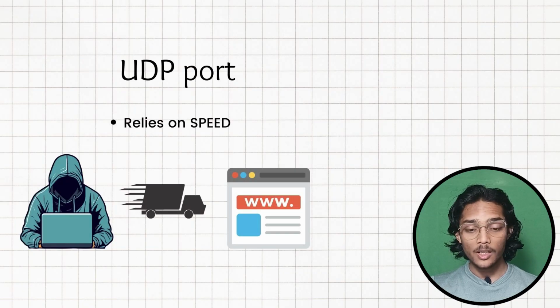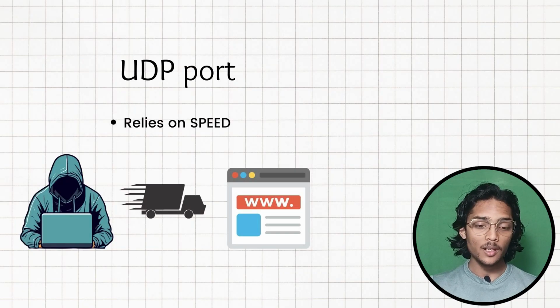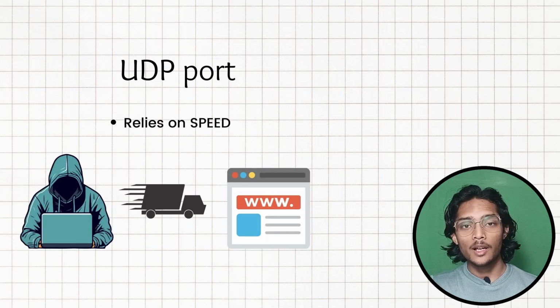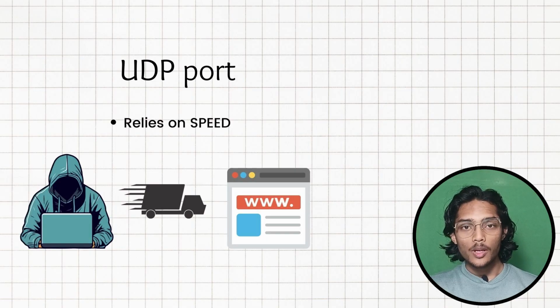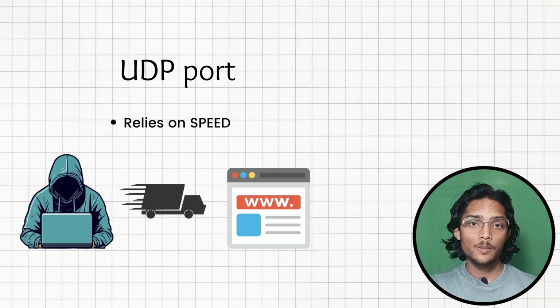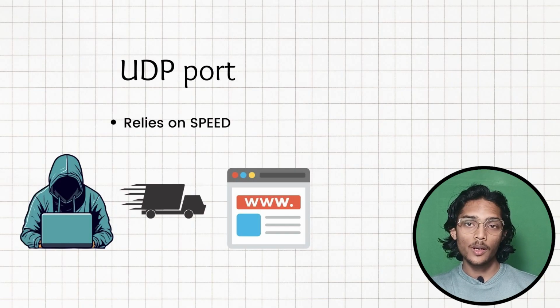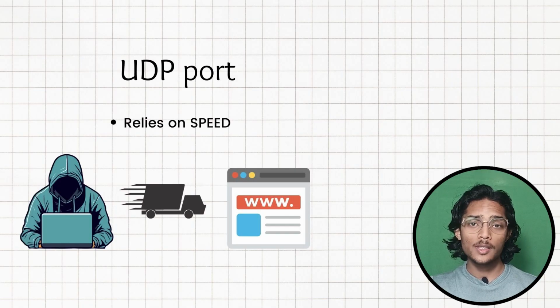UDP is generally faster, and that makes it less reliable, because if any data gets lost along the way, it is not going to resend it automatically like the TCP protocol. So if it's not reliable, why are we even using it? Because of its speed, and speed is more important than reliability. So what does that mean?